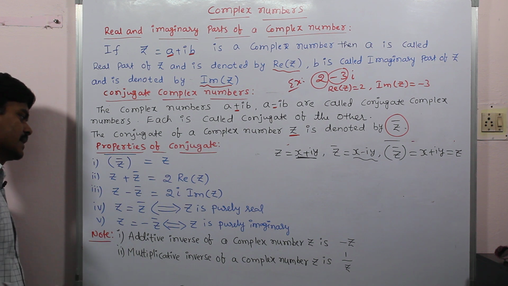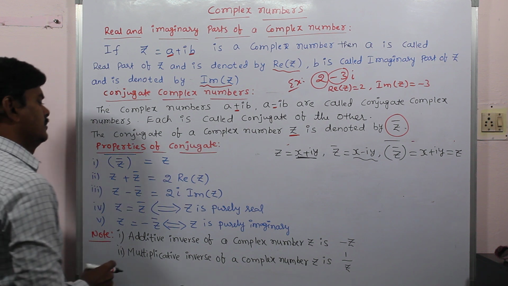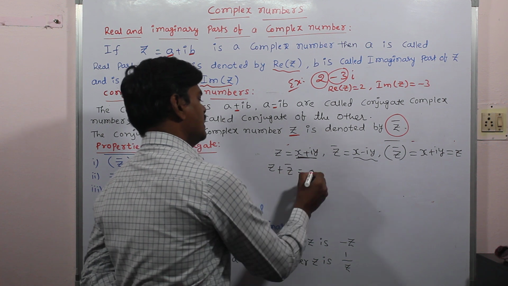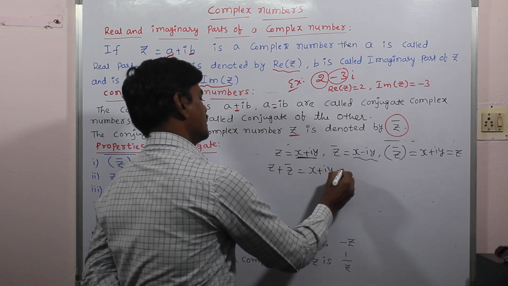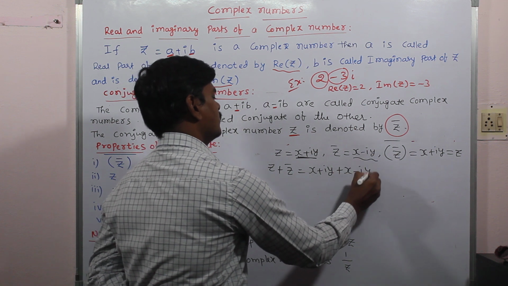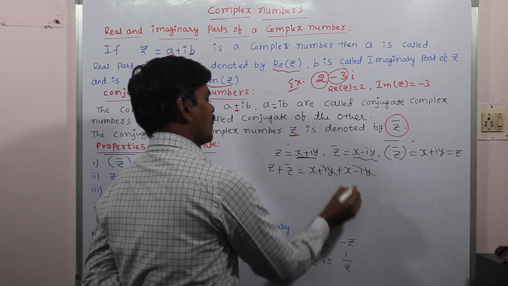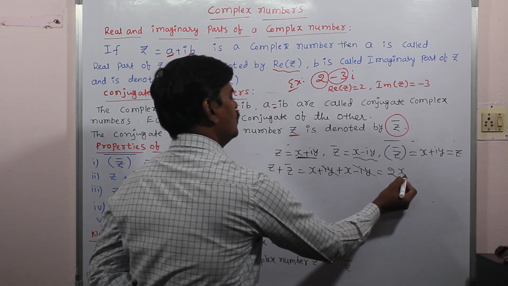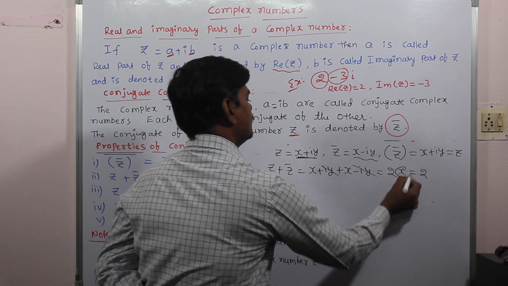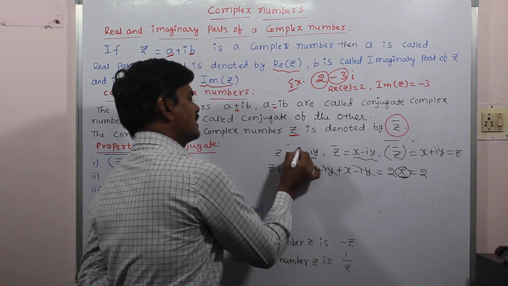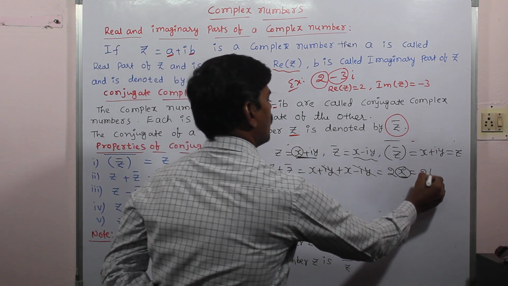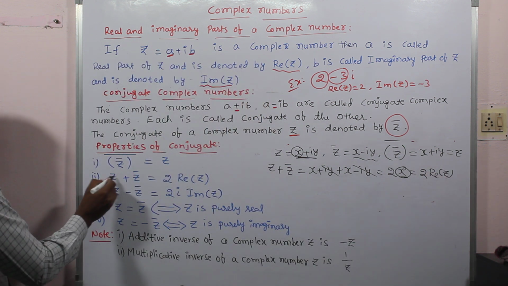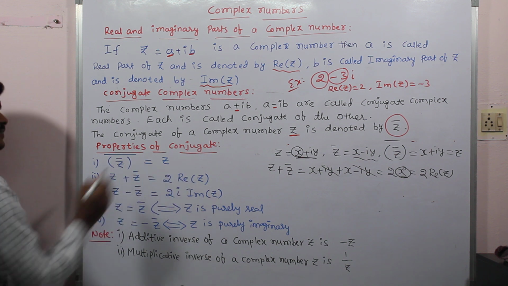Next, the second property, z + z bar. z is x + iy, plus z bar, which is x - iy. On simplification, -iy + iy gets cancelled, and x + x gives 2x. In x + iy, x is the real part of z, Re(z). So z + z bar = 2 Re(z).